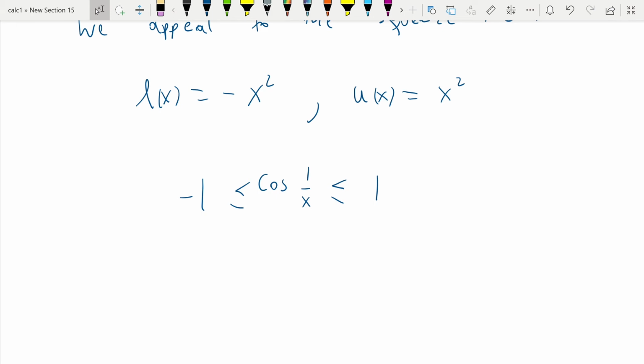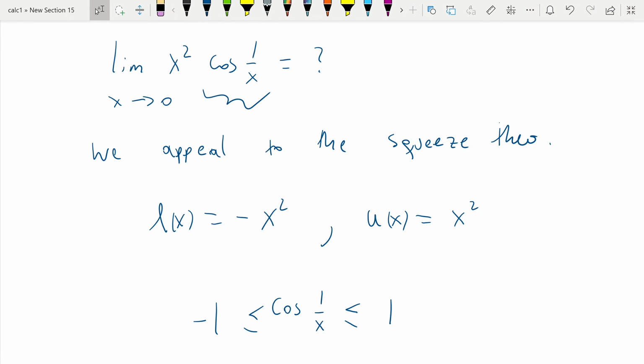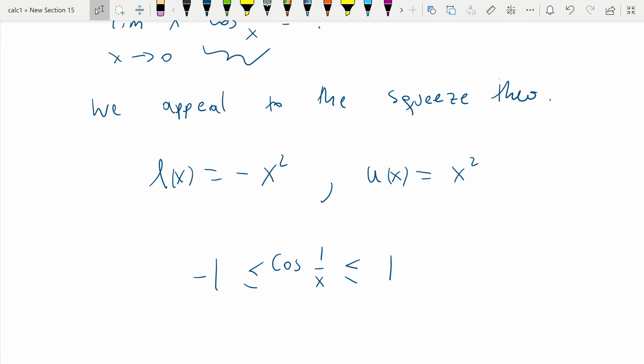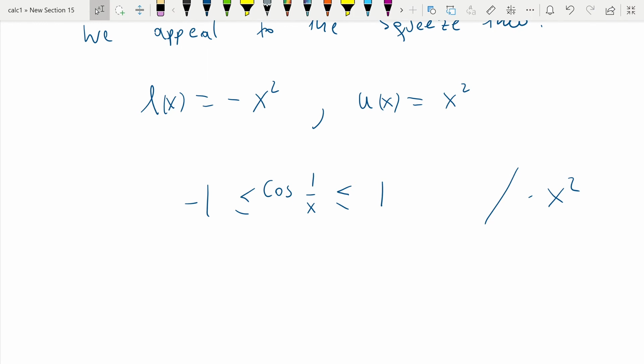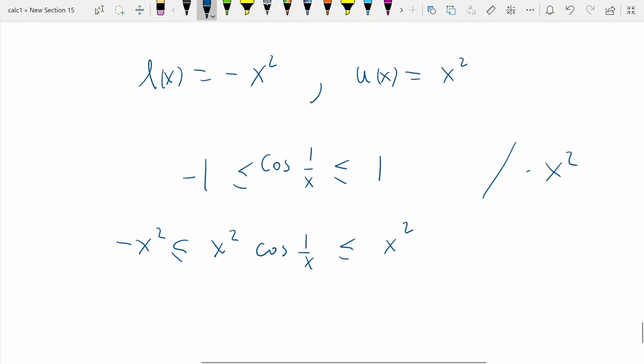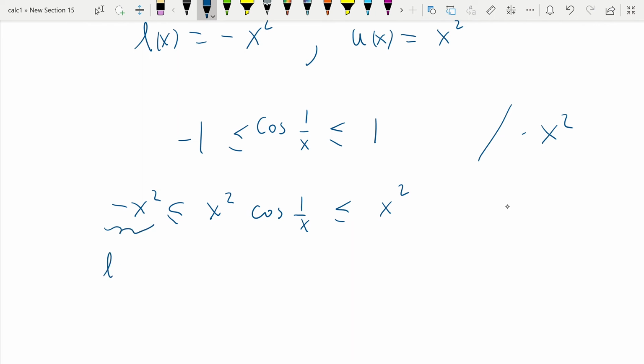And this is the other point in this kind of problem: how do we obtain the expression x squared here? Well, we multiply cosine of 1 over x by x squared. So we multiply by x squared on every side of the inequality, and since x squared is positive, we preserve the inequality, so we get minus x squared is less than or equal to x squared times cosine of 1 over x, which is less than or equal to x squared. And we recognize here that this is L of x, and what we have on the right-hand side is U of x.